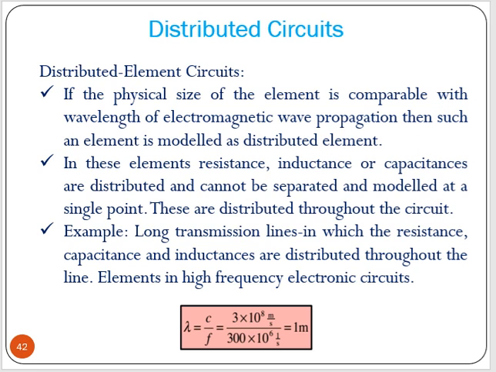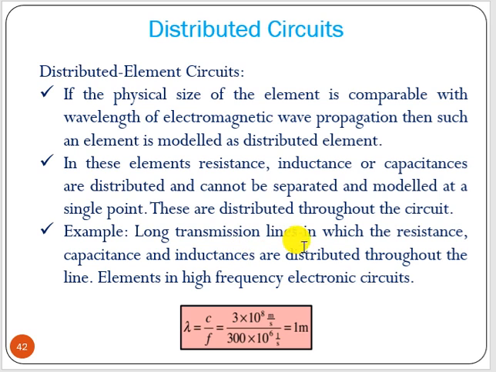Now this is for transmission line. It is applicable for transmission line. The transmission line length is in some kilometers or thousands of kilometers. Then lambda will be comparable with the distance. In this element, resistance, inductance, or capacitance are distributed and cannot be separated and modeled at a single point. They are distributed throughout the circuit, so the resistance, capacitance and inductance values are physically changing.